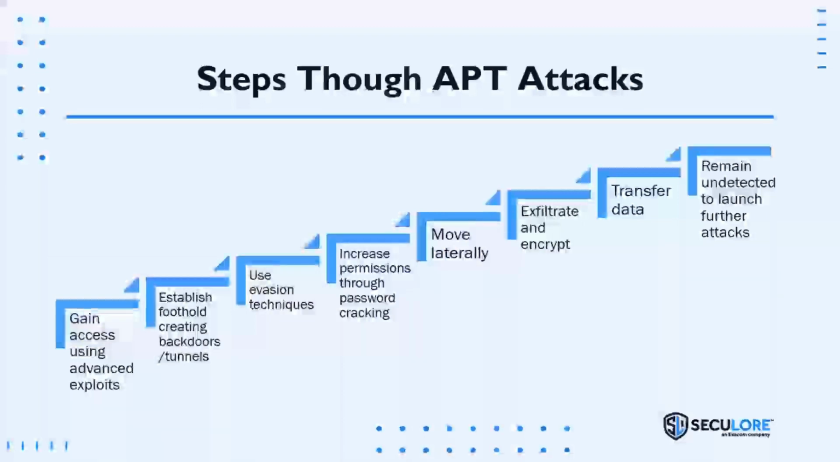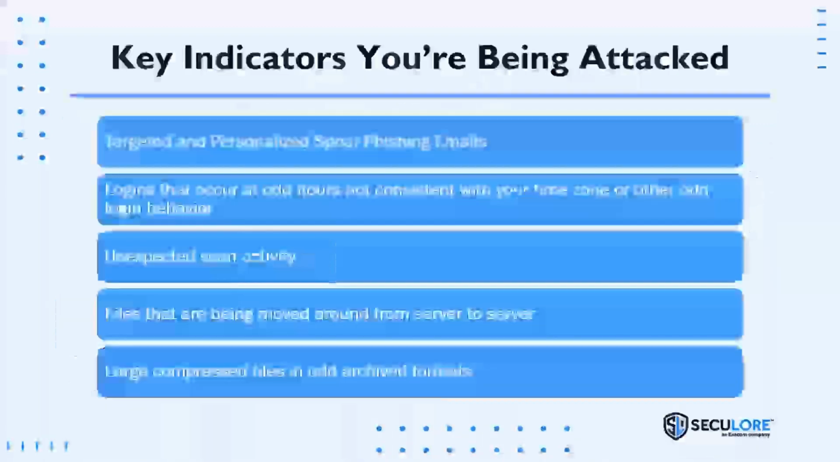Exfiltrate and encrypt, and then they send the data. We'll see the actual data leaving the network. Remain undetected to launch further attacks. So if you haven't found them through this process, they're going to come back and do it again, even if you pay, right? Why would they not? That's their job, right?